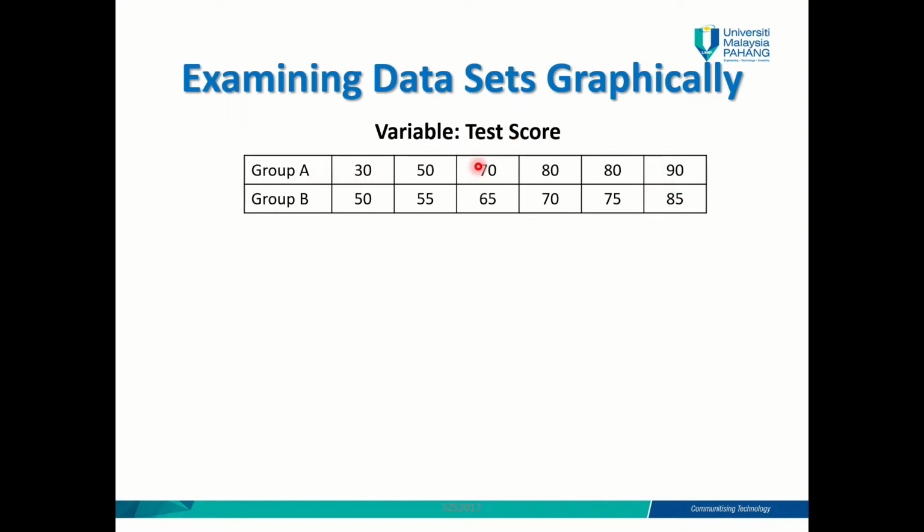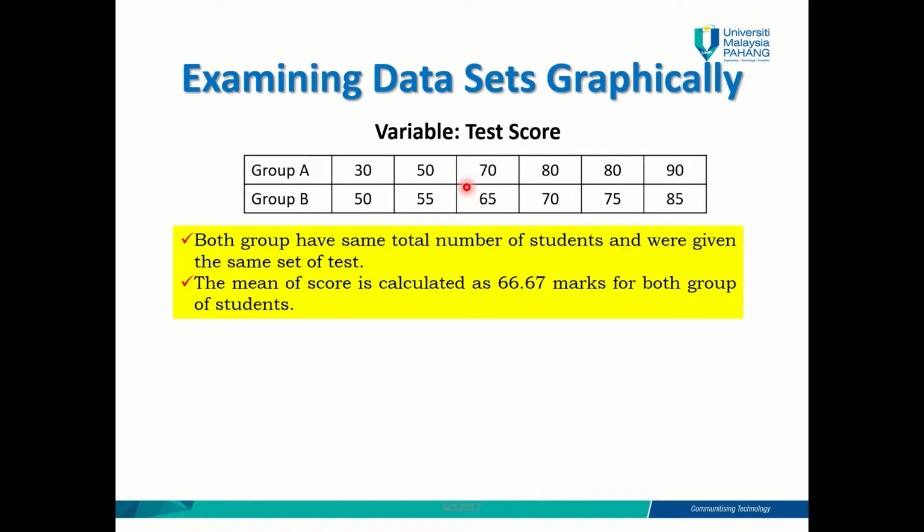And if you continue to calculate the average value of test score from each group, you will find out that both groups have the same average value, which is 66.67 marks. Okay, so now here, what if I ask you which group has better performance? Which one would you choose? Is it group A or is it group B?